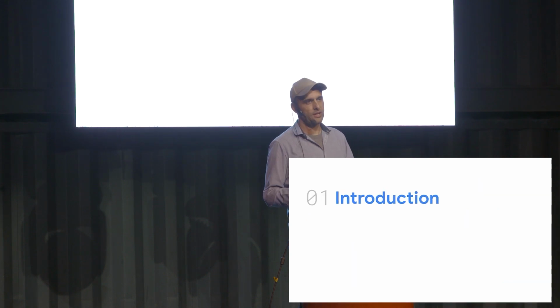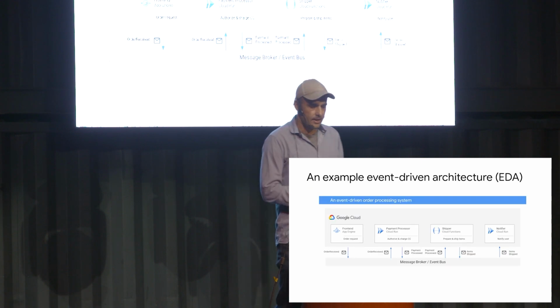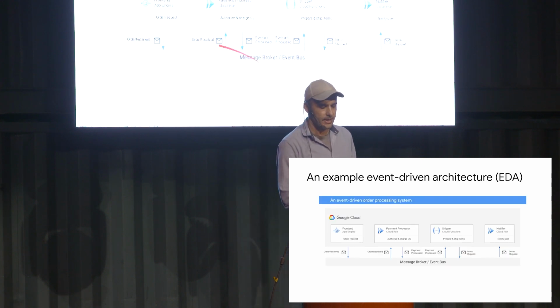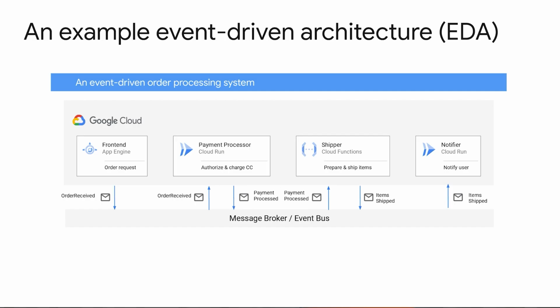So first of all, let's do a little bit of introduction. Let's imagine you're building an event-driven kind of architecture, right? And this is a very simplified version, of course, but let's say you're building an event-driven order processing system where you have a front end that receives the requests, and then you have a number of services that act on that request. So you might have a payment processor running on Cloud Run, which is a container service on Google Cloud. You might have a shipper function, which is on Cloud Functions, which does the shipping. And then maybe you have a notification function or a container that sends a notification to the user, right?